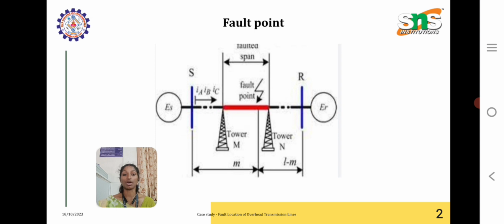Power stations are not located nearby. They are 100 to 200 kilometers far from our place, so from that far place we have to bring the electricity to our place. The power generation station we call the sending end, and our place we call the receiving end voltage. During transmission, if a fault occurs, that is the fault point, where the transmission line is between two towers.